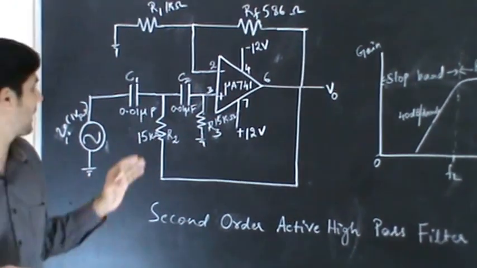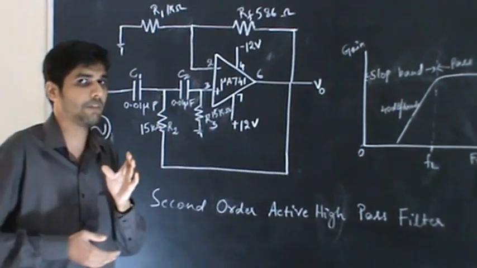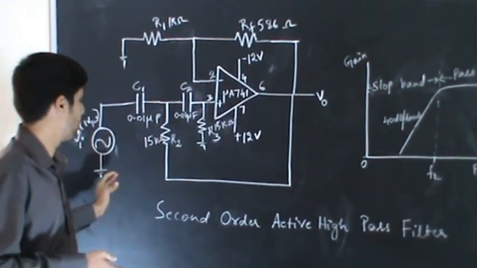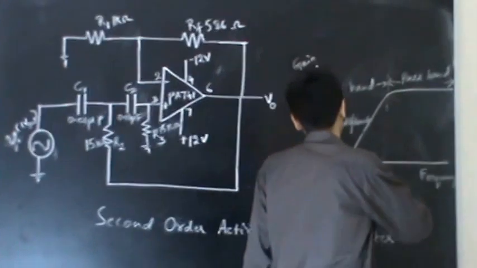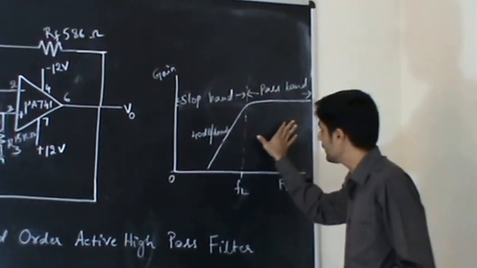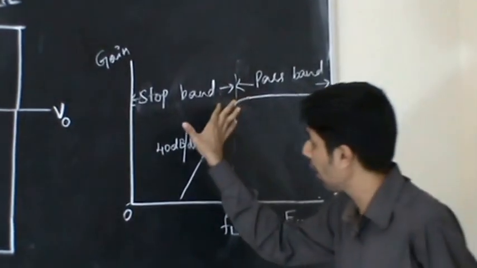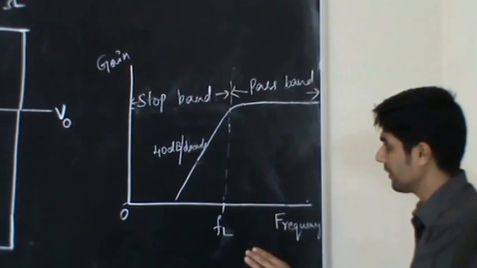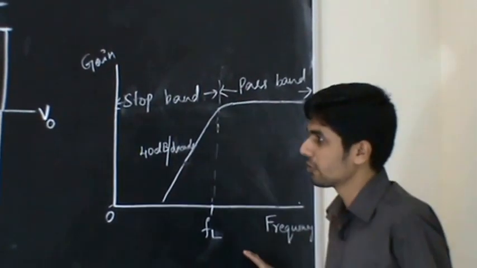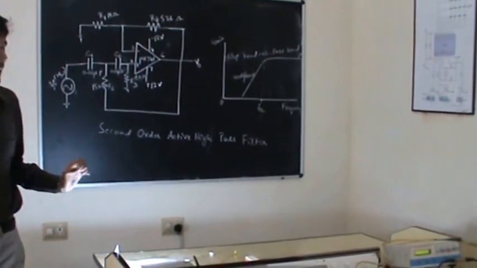How does it work? The character of a capacitor is that it allows only high frequency signals to pass, and obviously it attenuates the low frequency signals. By seeing the graph, the pass band is the region where high frequency signals pass, whereas the stop band is the region where low frequency signals are attenuated, which is below the cutoff frequency. So this is the simple working of the second order active high pass filter.